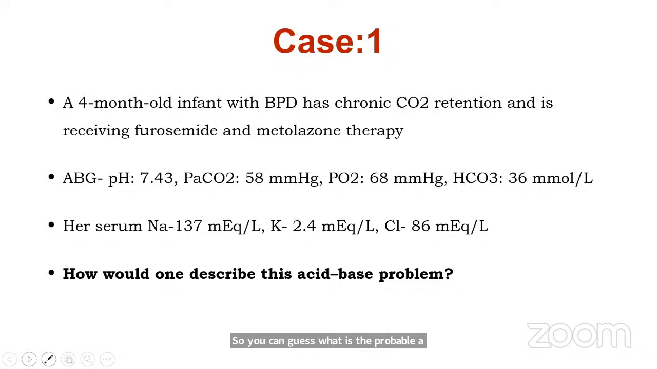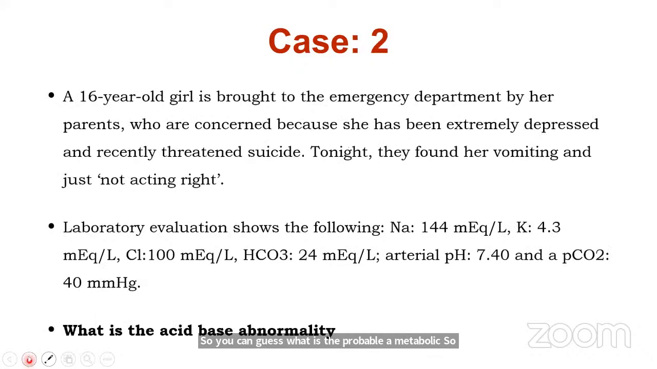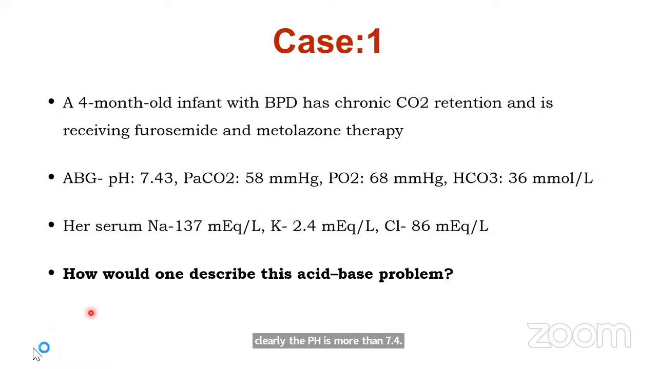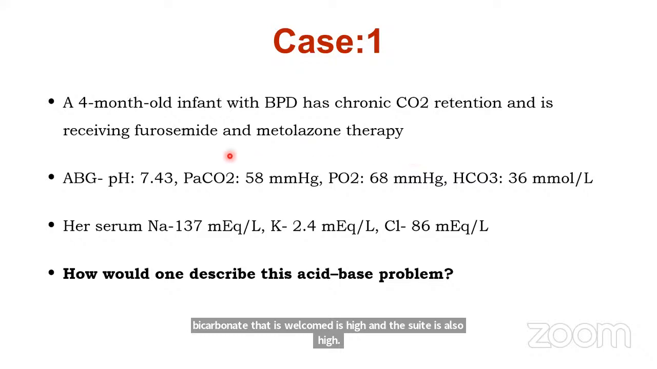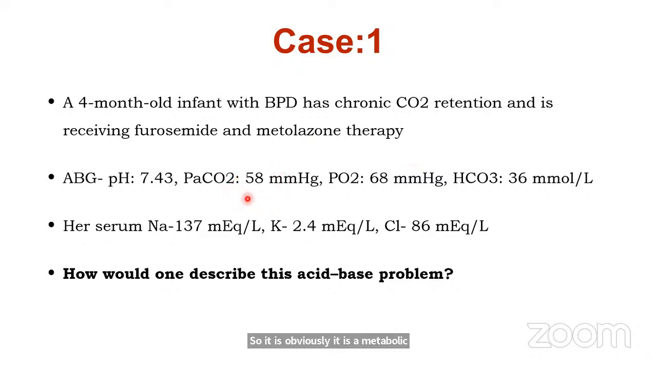Clearly the pH is more than 7.4, so obviously it is alkalosis. The bicarbonate is high, and the CO2 is also high. So it is obviously a metabolic alkalosis along with hypokalemia and hypochloremia. Hypokalemia and hypochloremia we will be discussing later on. Next slide.